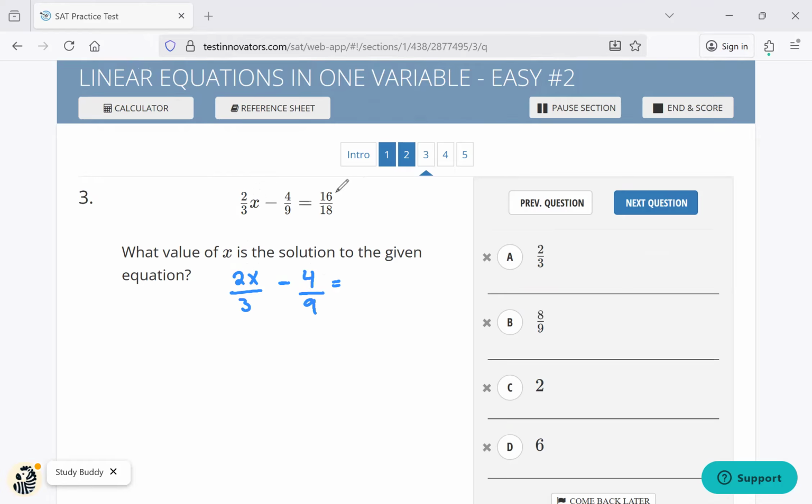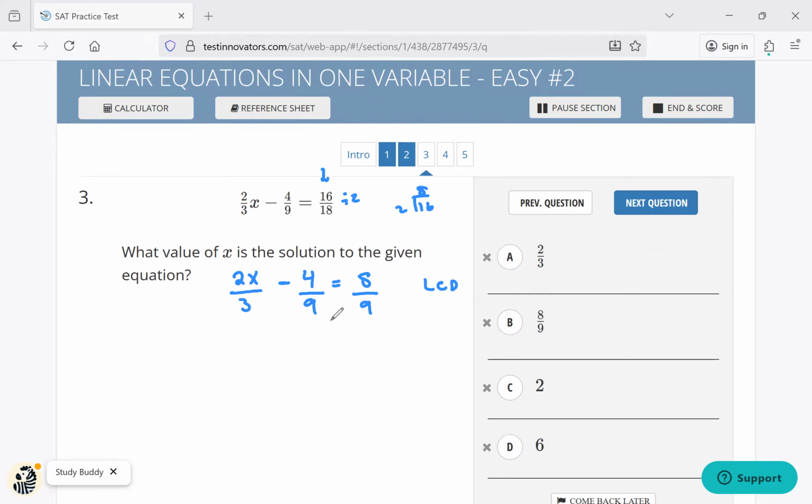And then what you could do is check if you can reduce. I know 2/3 can't be reduced, and I know 4/9 cannot be reduced, but 16 over 18 looks like it could be reduced by 2. So go ahead and reduce that. So 16 divided by 2 is 8. Yeah, 16 divided by 2 is definitely 8. And then 18 divided by 2 is 9. Okay, this is going to be a lot easier to find the LCD.